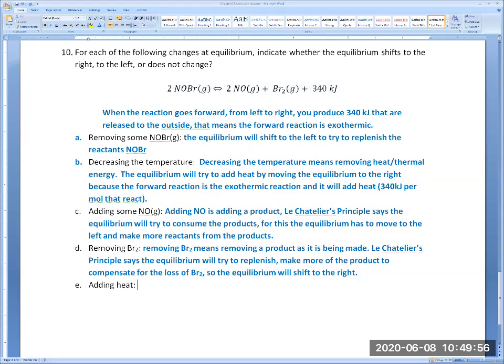So let's look at that last example of adding heat. If we are adding heat, you need to understand what this means. It means you are bringing energy. It's like increasing temperature. So you're adding heat. And so Le Chatelier says that the equilibrium will try to remove that heat or consume it, use it.